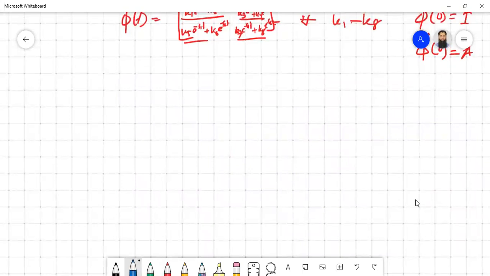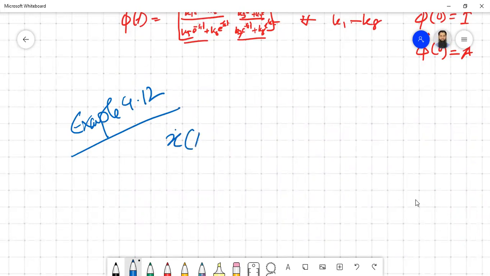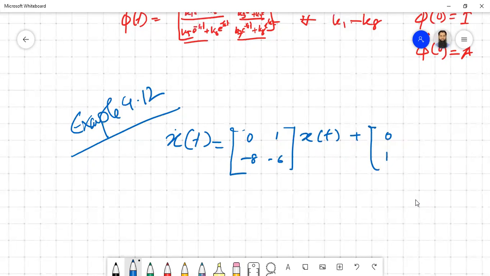Example 4.12. x dot(t) equal to [0, 1; minus 8, minus 6] x(t) plus [0; 1], that is the B matrix, times u(t), and the initial condition is also given, x(0) equal to [1; 0]. So these are the things given. We have to calculate the solution of the state equation.